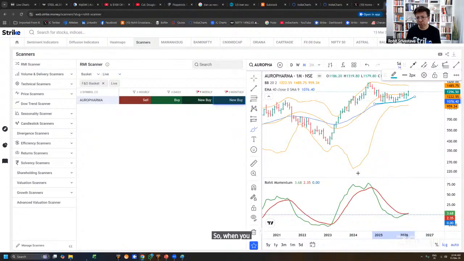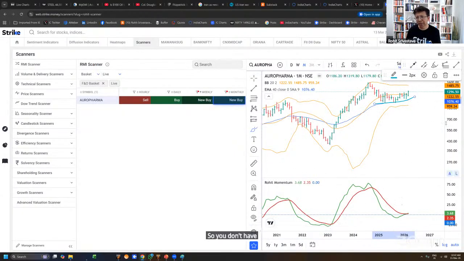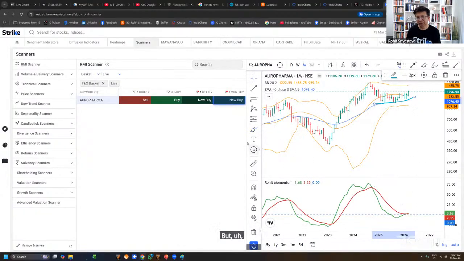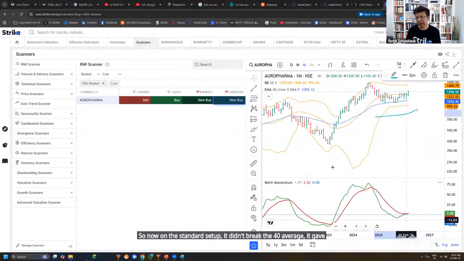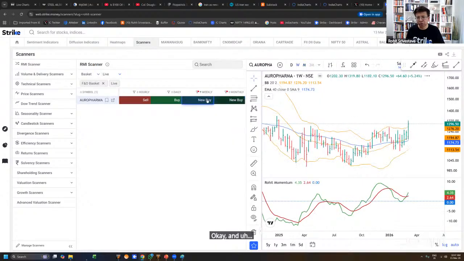So when you use Strike, you get this setup. We call this the Rohit setup, which is essentially the Bollinger Band and averages plotted on top of it. So you don't have to really think unless you want to plot your own averages. You can create a template and put your own stuff on top of it. But this comes as a standard setup because this is what we use. So on the standard setup, it didn't break the 40 average. It gave a buy signal on the monthly chart, and it's giving a new buy signal on the weekly as well. Even monthly is a new buy.